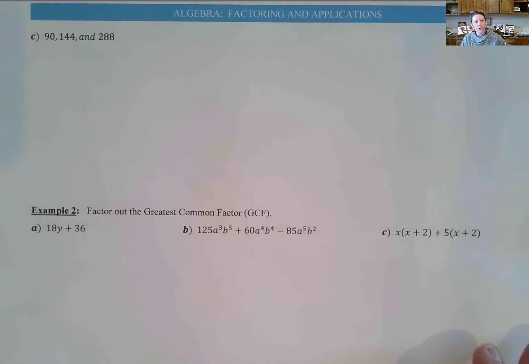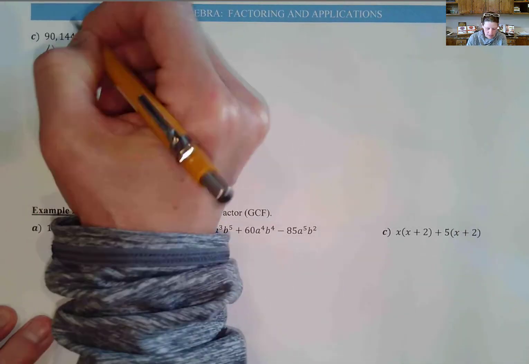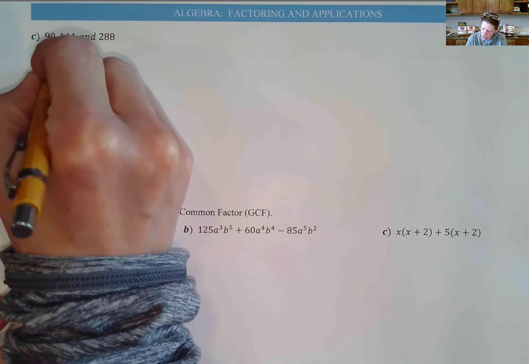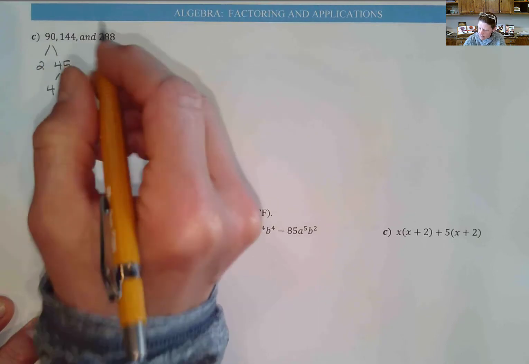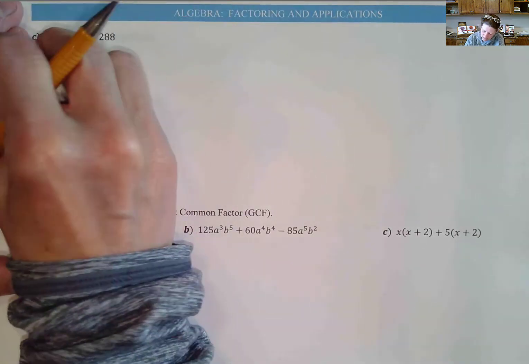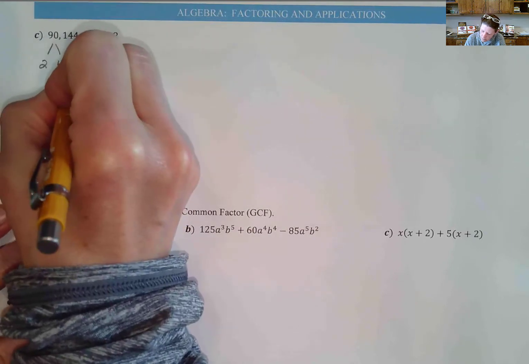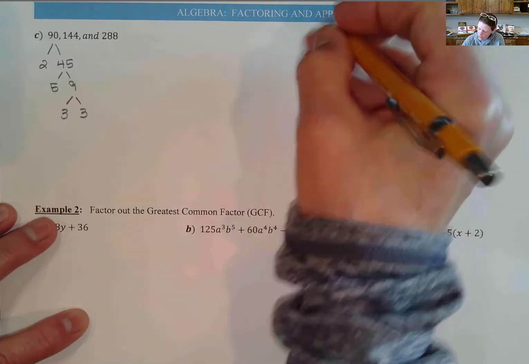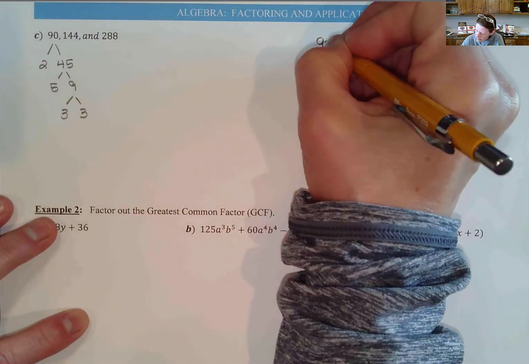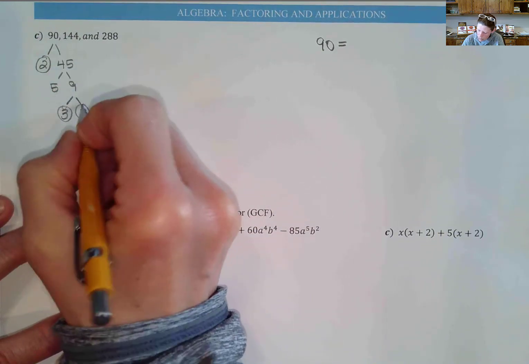Let's look at another one, part C. Still we're finding the greatest common factor. Let's use our factoring trees. 90 is 2 times 45. 45 is 5 times 9. And 9 is 3 times 3. Therefore, 90 factors as 2 times 3 squared times 5.